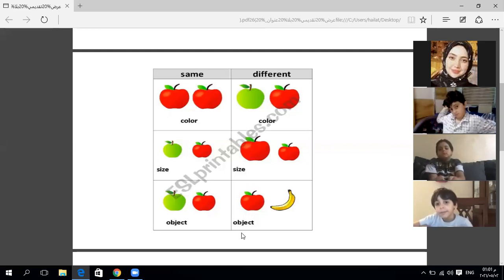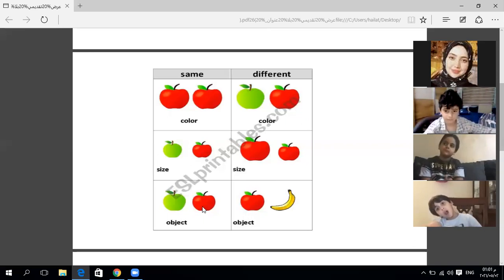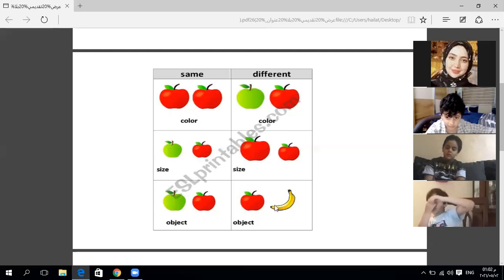And if we look at the object, if we're sorting them by object, we have two apples here, right? Two apples. So they are the same. They have the same category. What about the next one? The next picture we have here, what? Apple and banana. An apple and a banana. So they are the same? No, right? The apple and the banana is different.